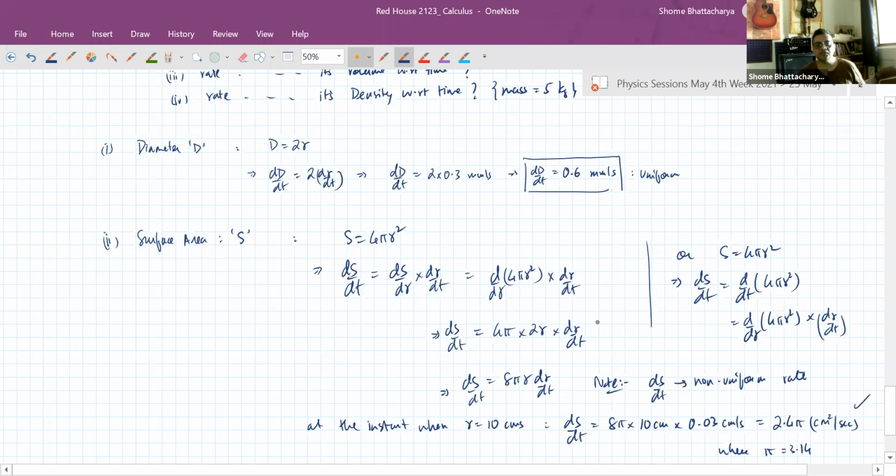So you can see that from instant to instant, the value of ds by dt is changing because the value of r in that formula will be changing, 8 pi r dr by dt. But on the other hand, the rate at which the diameter is changing, that is a constant. That's a uniform rate of 0.6 millimeters per second.